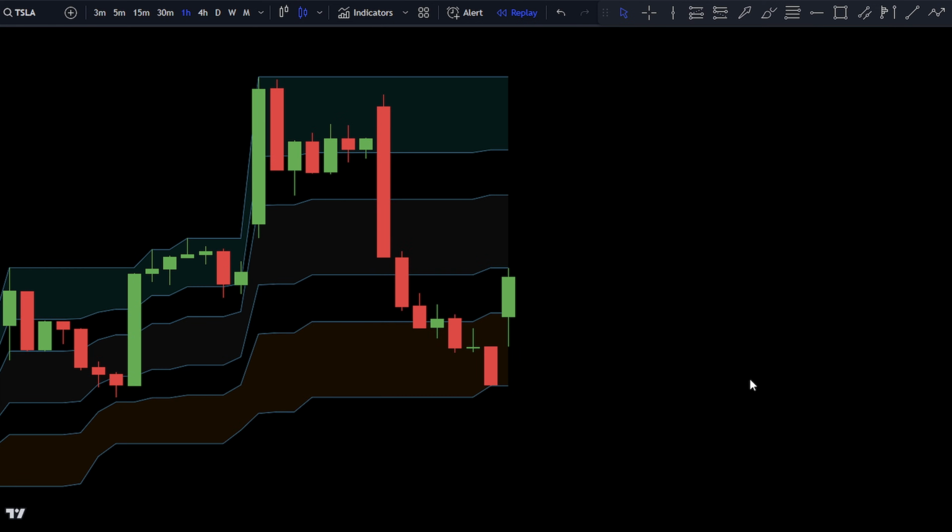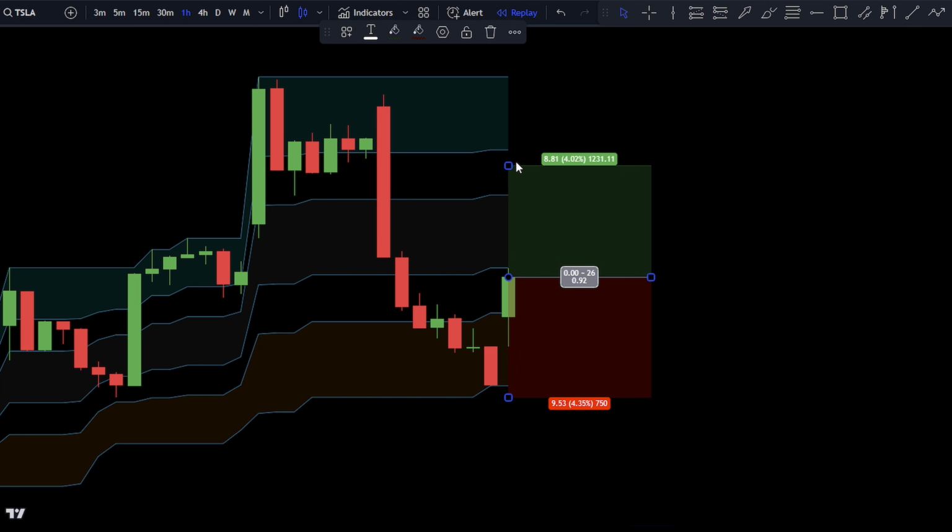Here's an example. Notice how the candlesticks enter the orange zone and then a bullish candlestick closes above the blue line. This gives us a confirmation for a buy setup.